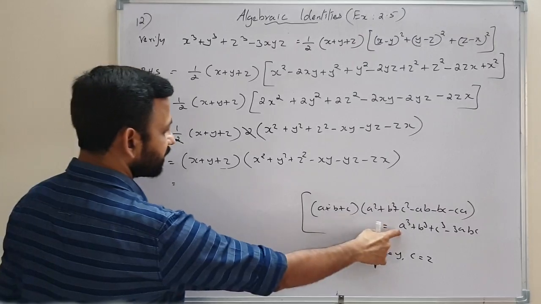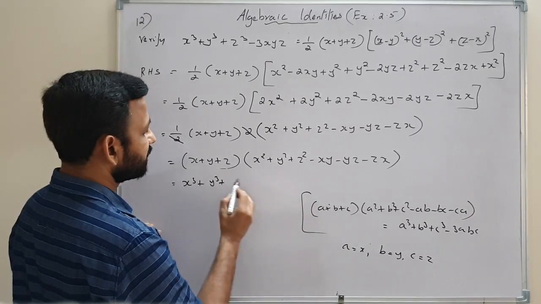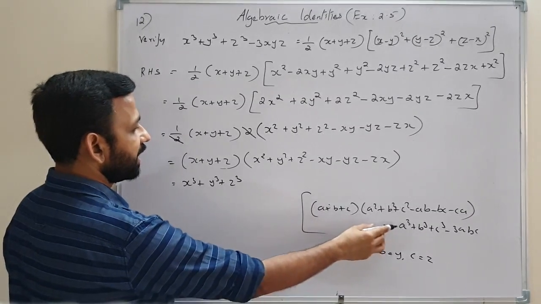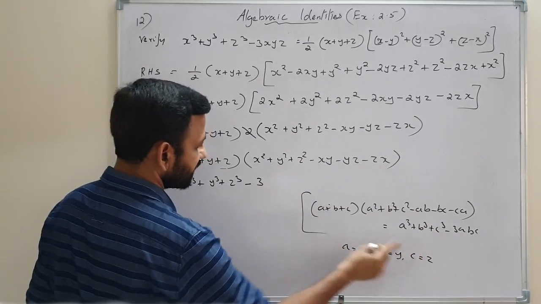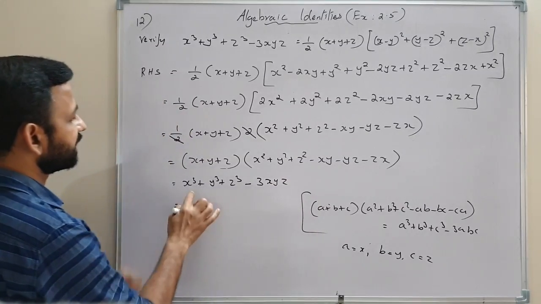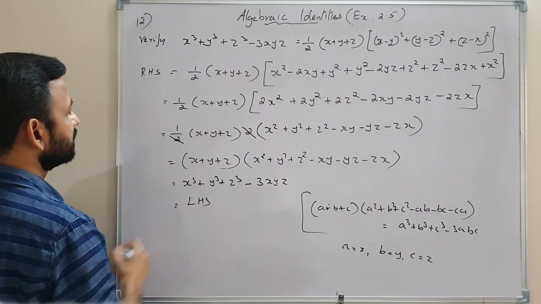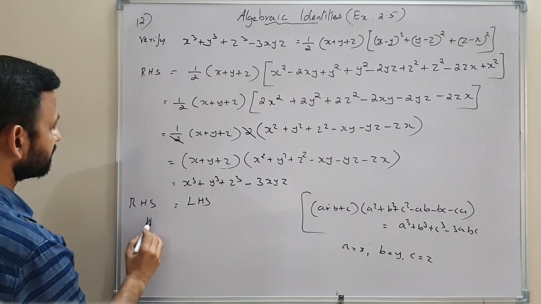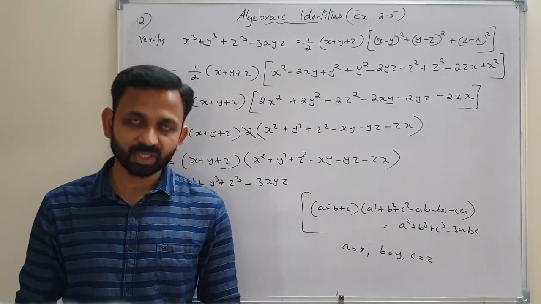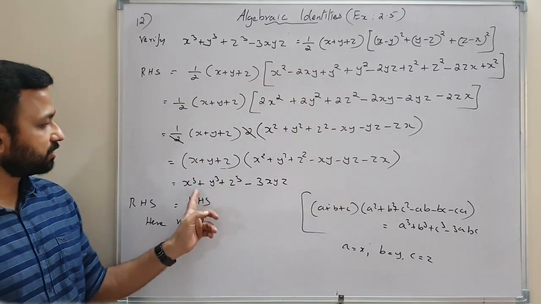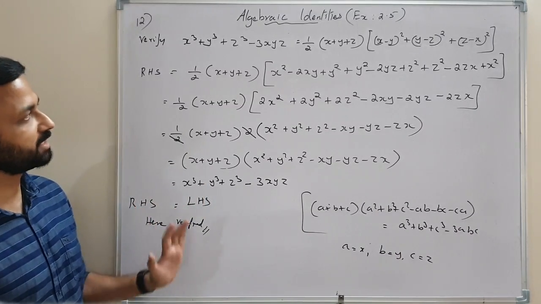So a cube, that is x cube, plus b cube, y cube, plus c cube, z cube, minus 3abc, 3 into a into b into c, that is 3xyz. So that is x cube plus y cube plus z cube minus 3xyz, that is LHS. So RHS equal to LHS, hence verified. So we started from RHS and we converted that RHS into LHS, and we reached LHS. LHS and RHS are equal, so hence verified.